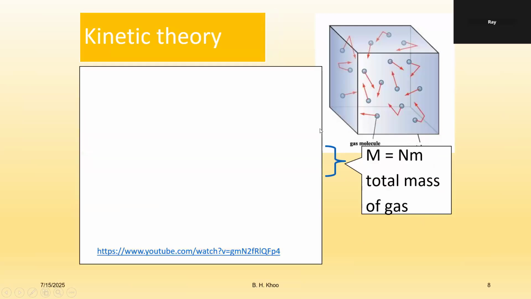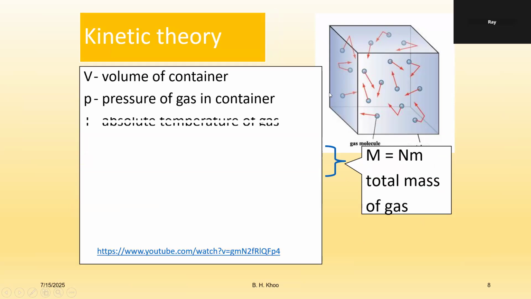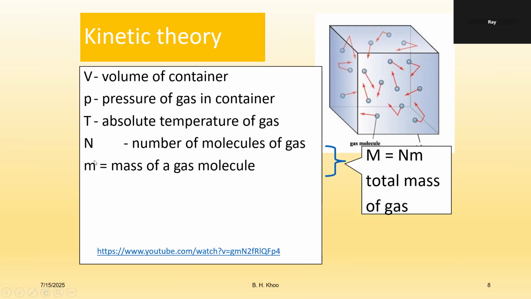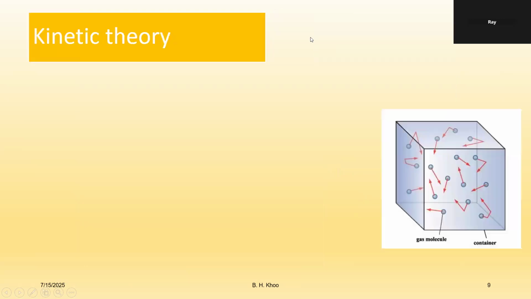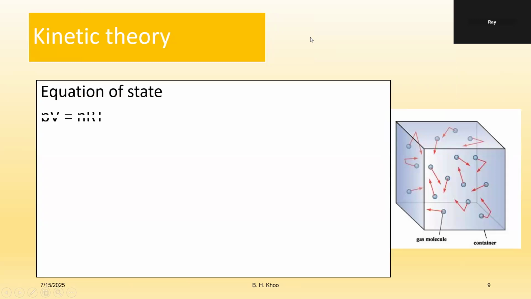Kinetic theory, we have volume of container, pressure of gas in container, absolute temperature of gas, and its number of molecules of gas. m is mass of gas molecule. So together is the total mass, N times m. So P, V, and T are called macroscopic properties. It's something we can feel and we can measure. Then we have a formula PV equals nRT or NkT. We have equation of state.